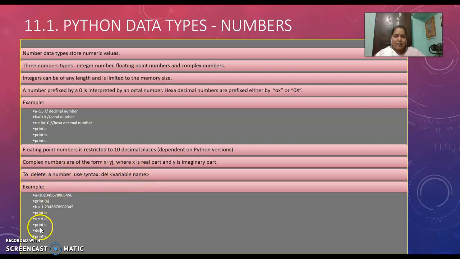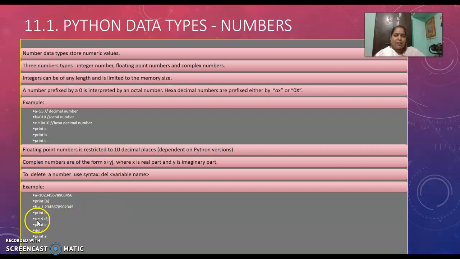Here an example is given. A is given some value. This is an integer number. So if I print A, the value will be printed. And B equal to 1.23, some real form of number is given. So I am printing print B. So the number is printed up to 10 decimal places.